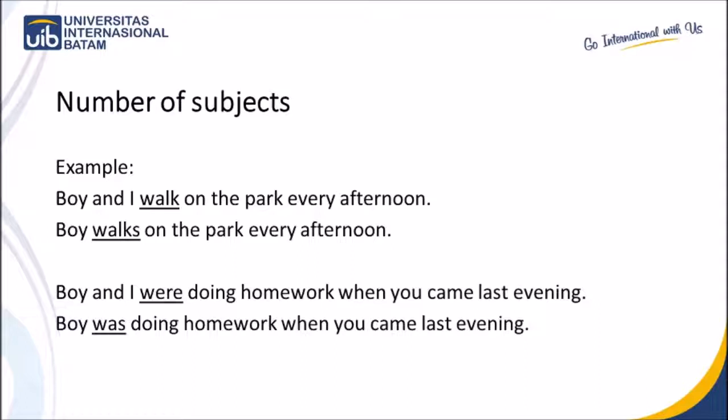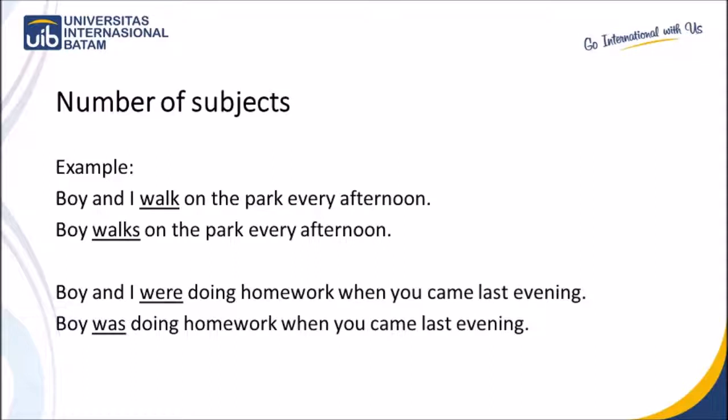First, boy and I walk on the park every afternoon. Second, boy walks on the park every afternoon. Those two sentences are in the form of simple present tense. In the first sentence, we use verb 1 because the number of the subjects is 2, which are boy and I. In the second sentence, we use verb 1 plus s because the number of the subjects is only 1, which is boy.